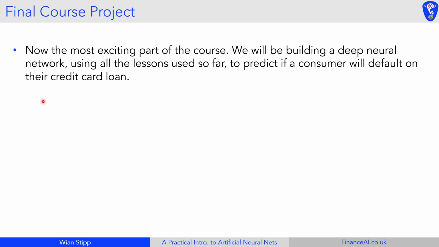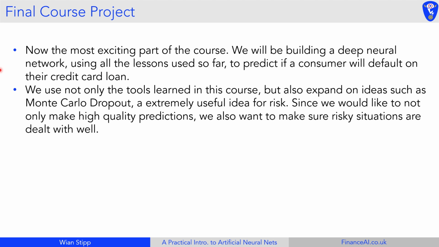Okay, now the most exciting part, the final course project. So we're building a deep neural network using all the lessons used so far to predict if a consumer will default on their credit card loan. We will not only be using tools learned in this course, but we're actually going to expand a little bit on ideas such as Monte Carlo dropout and how we can adjust risk and make it slightly safer for us on the credit card loan side. So we're not only going to be making high quality predictions as to if someone's going to default, we're also going to be putting the risk in our favor.